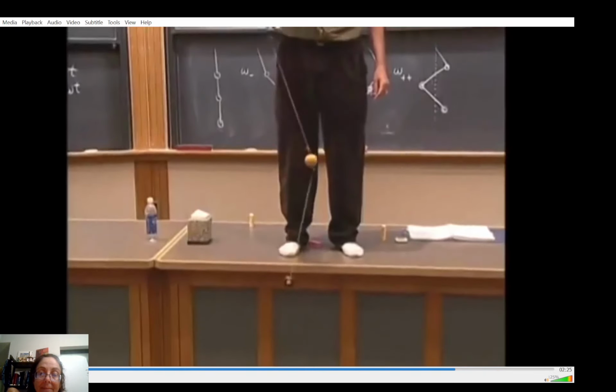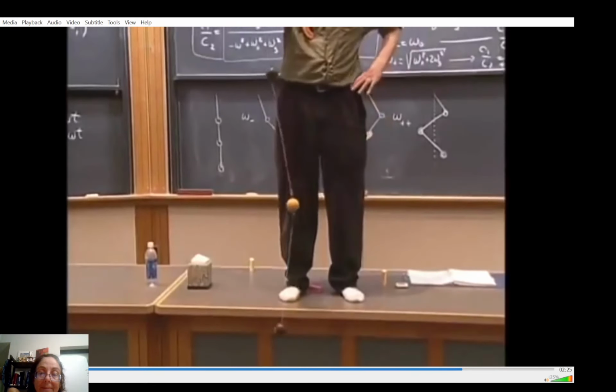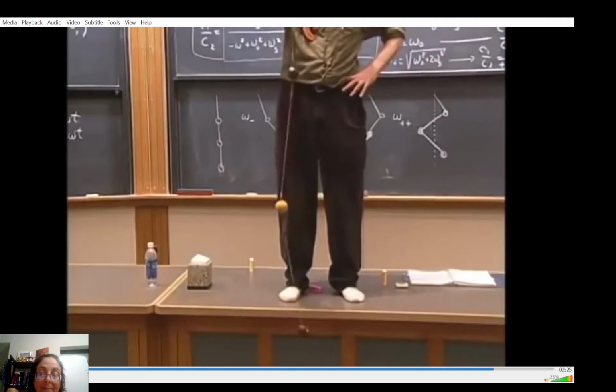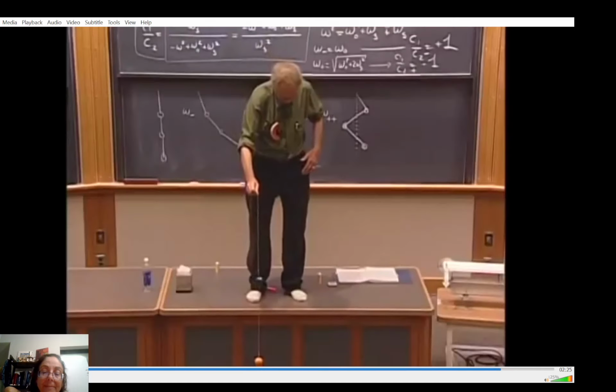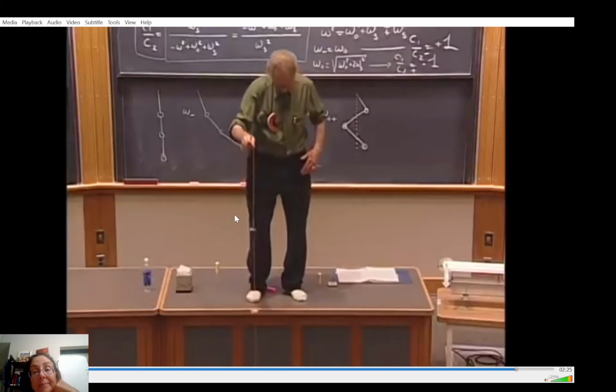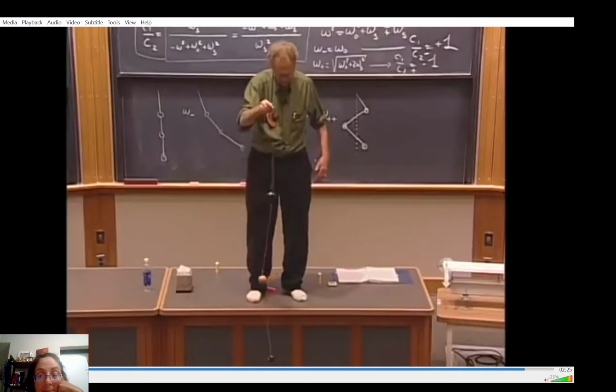Got it. That's it. Now look how small the amplitude of the bottom one is. And that can all be calculated. I'll do it once more. They're beginning to rotate a little bit. There we go. That's the third mode.